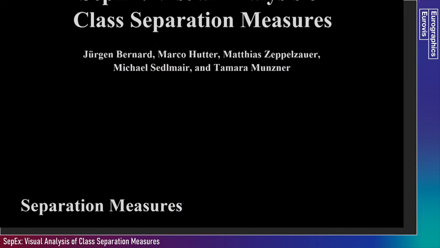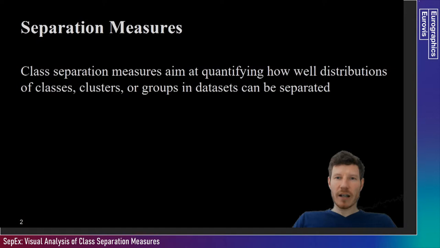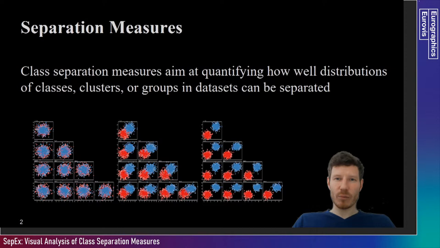Class separation is an important concept in machine learning and in visual analytics. Class separation measures aim at quantifying how well distributions of classes, clusters, or groups in datasets can be separated. We focus on measures that give one value per dataset, which is the coarsest granularity, allowing for the assessment of measures for hundreds of datasets in one analysis approach.